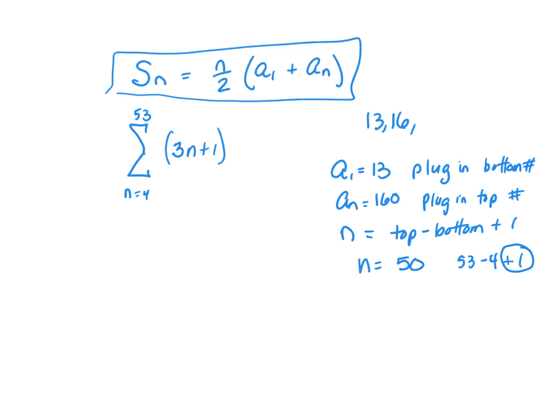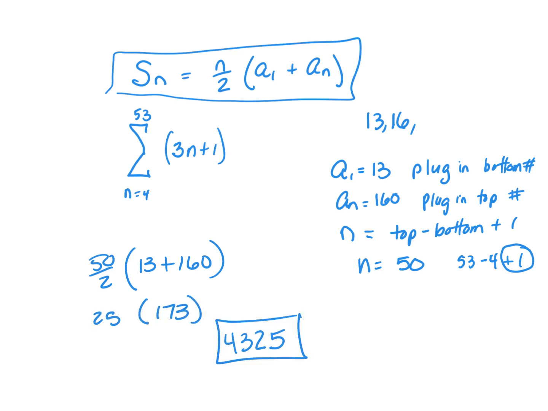And now you put them in the formula. So you have 50 over 2, and 13 plus 160 would be 25 times 173, which is what? So your final answer is 4,325. You put that in the calculator.